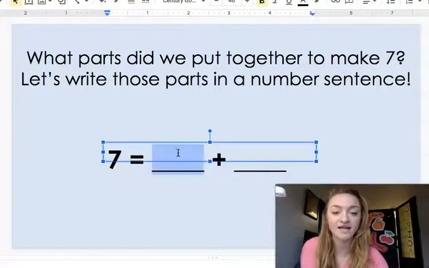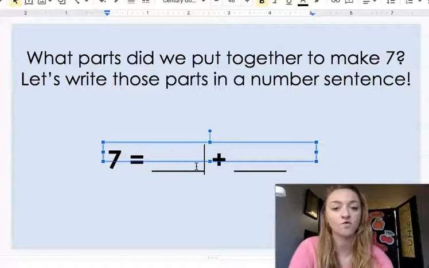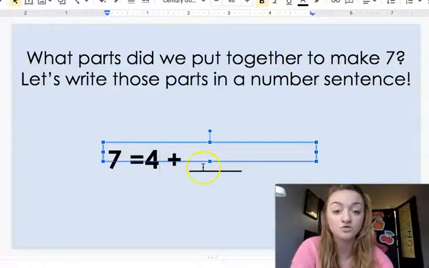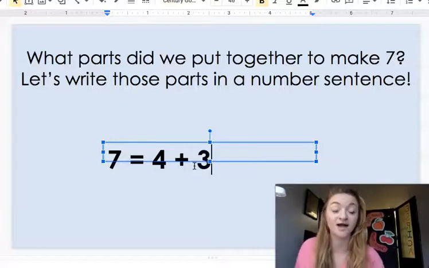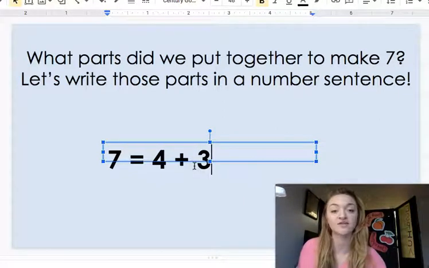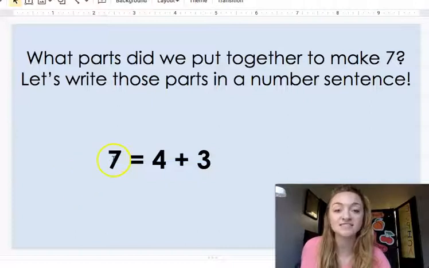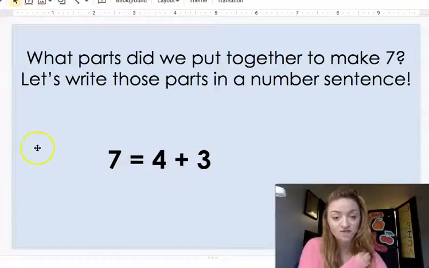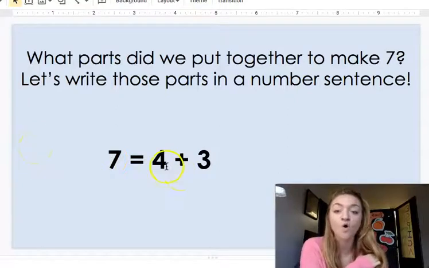So let's write that in a number sentence. 4 and 3. And let's do it on the computer this time since we just wrote it out. You could write it if you want to practice on your whiteboard as we do it together. So I have 7 equals 4 and 3. We have 7 fruits altogether, and I saw 4 mangoes and 3 bananas.